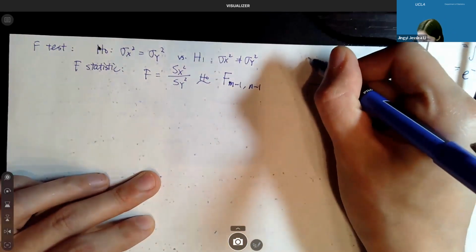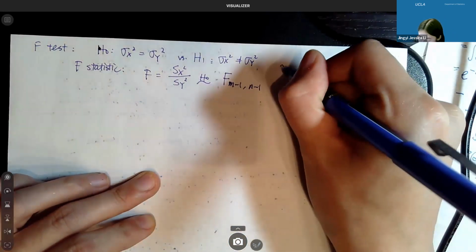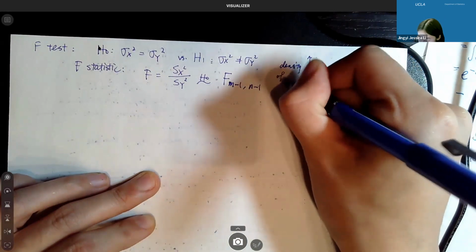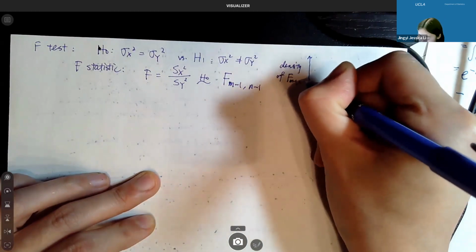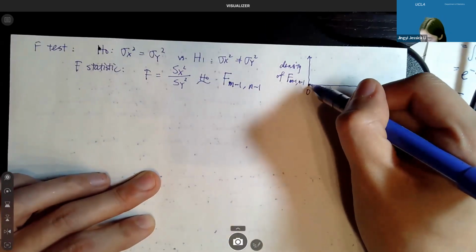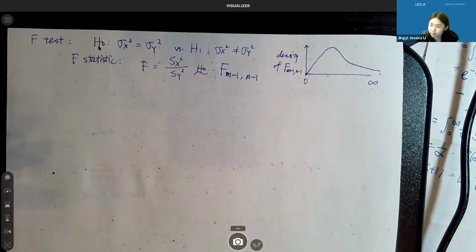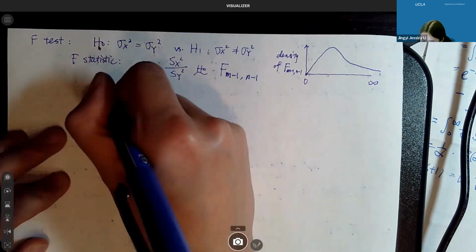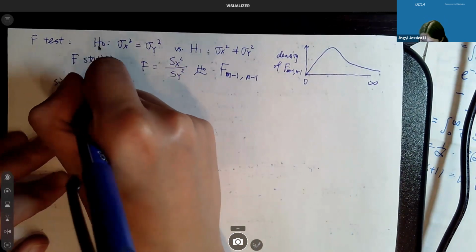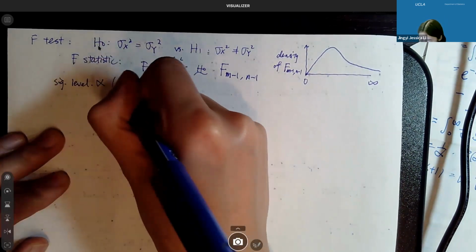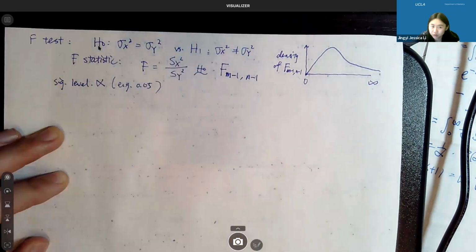If we plot the density, this is like a density function of the F distribution. I'm just drawing an arbitrary shape, but it usually takes a form like this. The shape depends on the 2 degrees of freedom. When you want to make a rejection, you need to calculate the p-value and compare it against your significance level. Let's say your significance level alpha is 0.05. That's the one we use a lot, right?